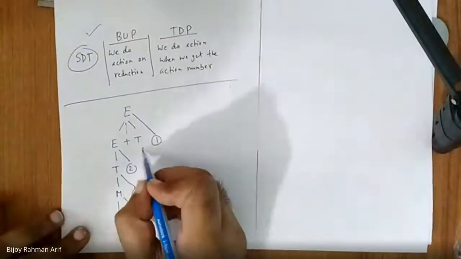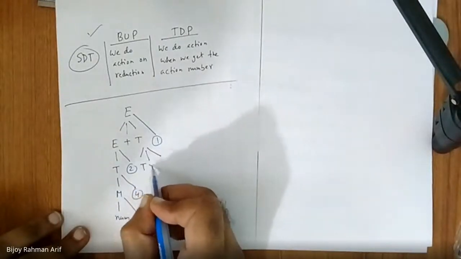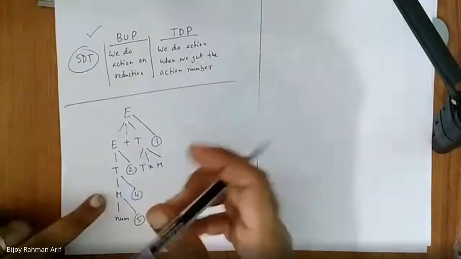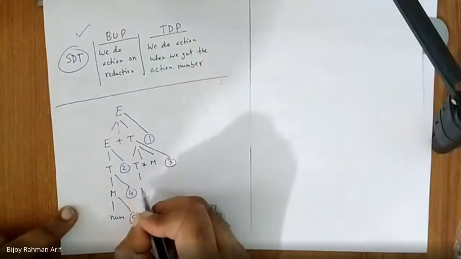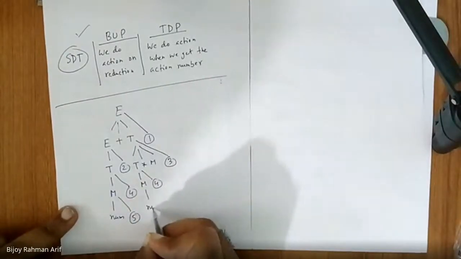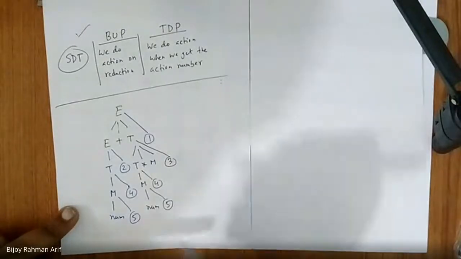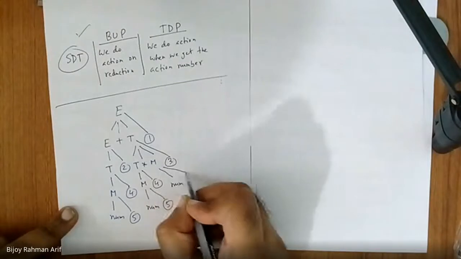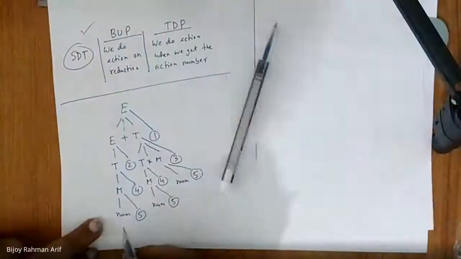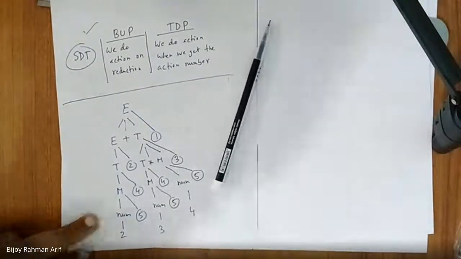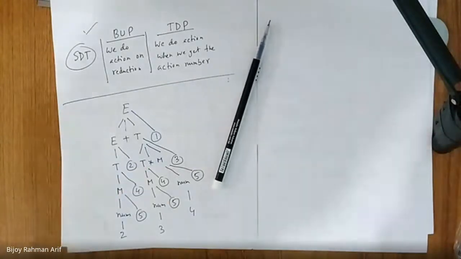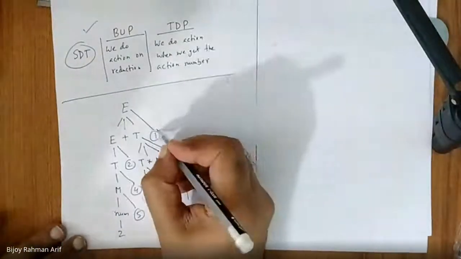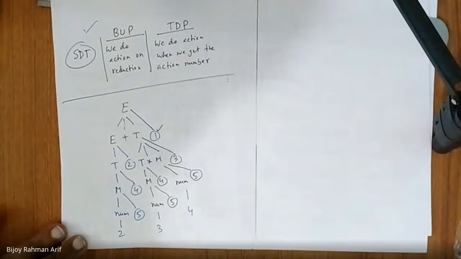Then T derives T star M. What is the action? 3. This T derives M. What is the action? 4. M derives num. What is the action? 5. Then this M derives num. What is the action? 5. Now put the numbers. 2, 3, 4. Alright. Now again we are traversing this tree. But this time, because a top-down parser does not use reduction, it uses derivation, whenever we encounter these numbers, we are going to do the action. Okay? So let's start.